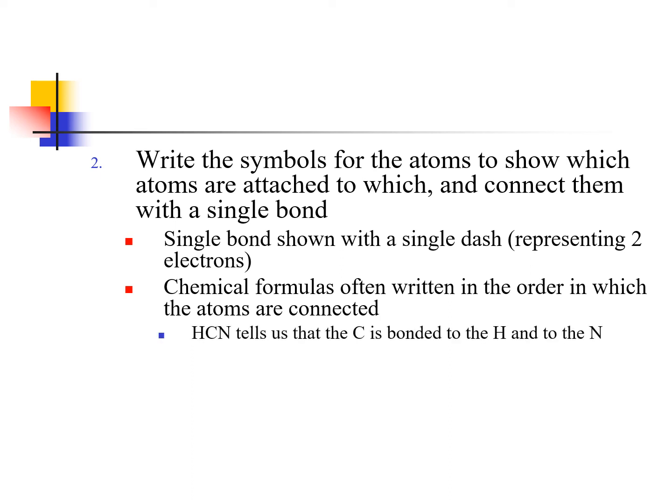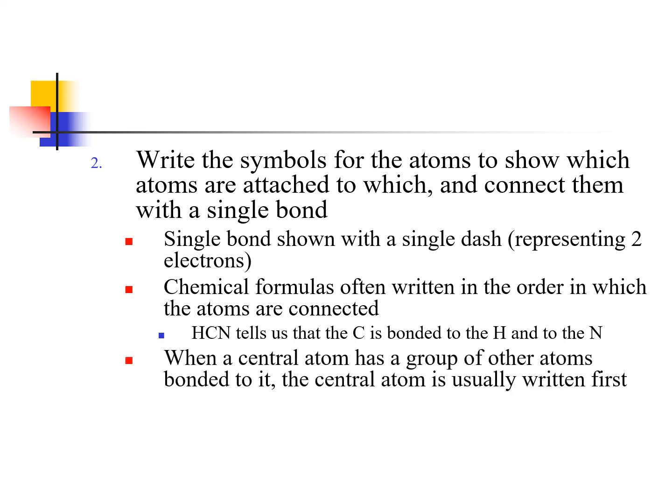So like HCN would tell me that it's hydrogen, then carbon, then nitrogen. So the carbon's bonded to the hydrogen, and then the nitrogen's connected to the carbon. When a central atom has a group of other atoms bonded to it, the central atom is written first. So like carbonate would have that carbon and the 3 oxygens attached to it.